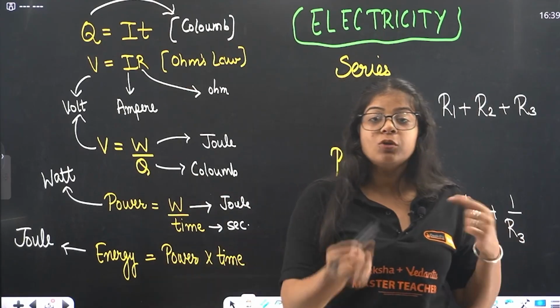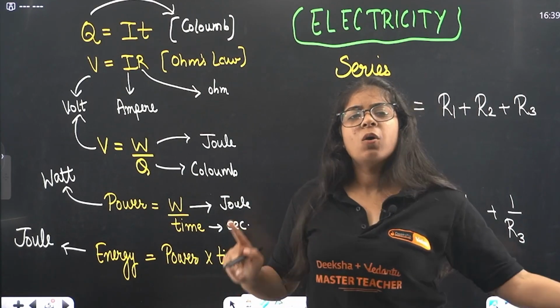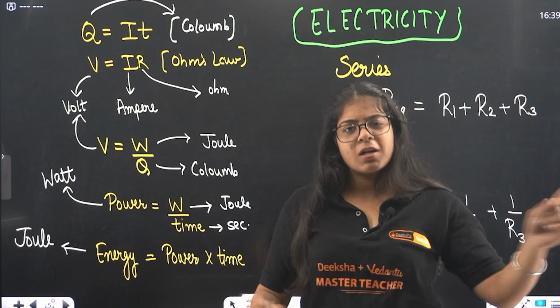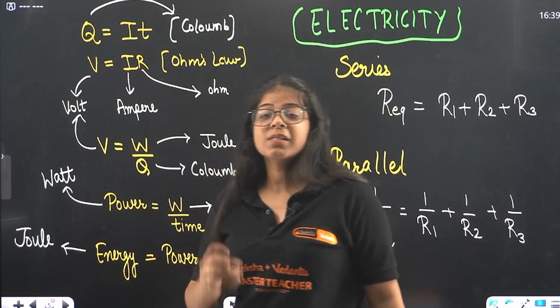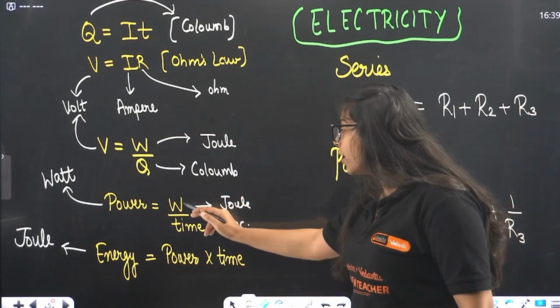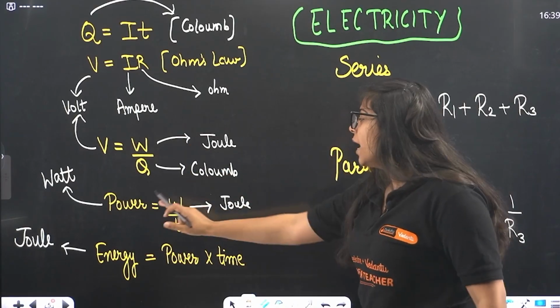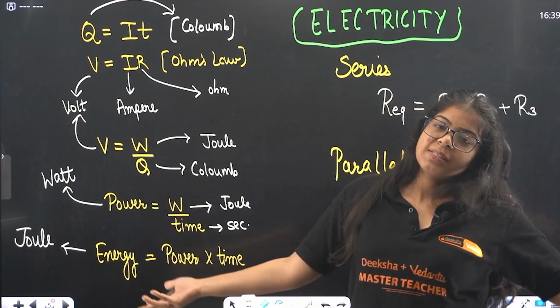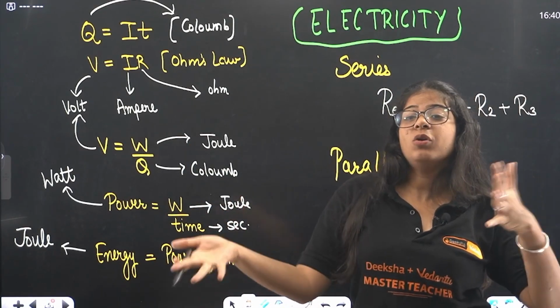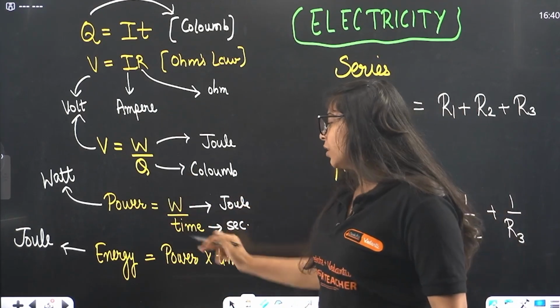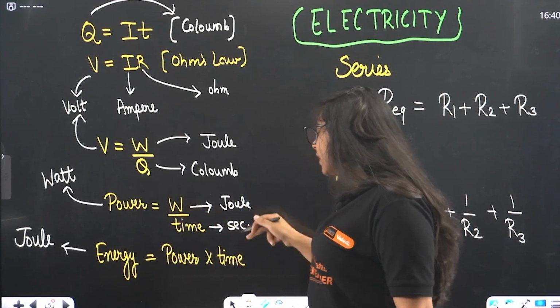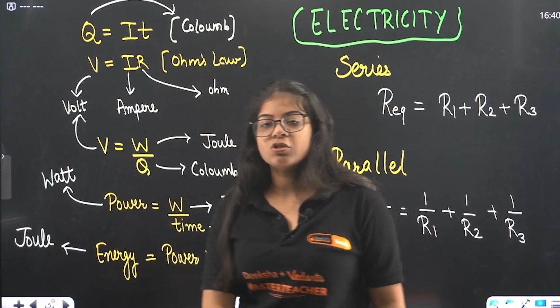Then we come on to power. What is the unit of power? Watt. So the unit of power is watt. The unit of work done is joule, and the time is second. So 1 watt equals 1 joule divided by 1 second. Power is work done upon time, energy is power into time. So energy unit is also joule.